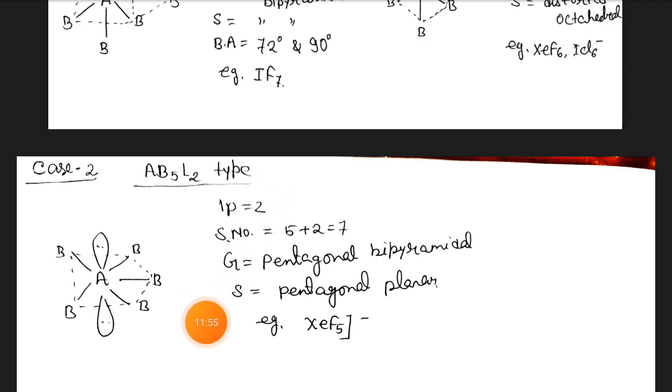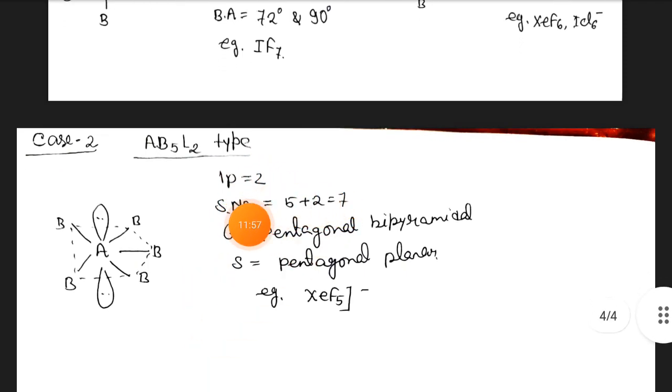Next, AB5L2 type. Here lone pair is 2, so steric number 5 plus 2, that is 7. Geometry also is the same because this is pentagonal bipyramidal, but shape is different because here two lone pairs are there, so pentagonal planar is the structure. And example is XeF5 minus.